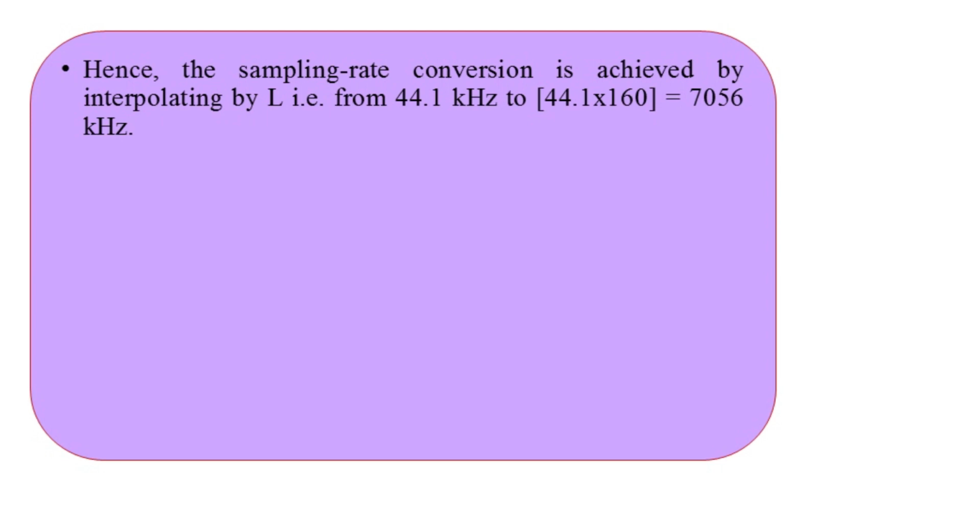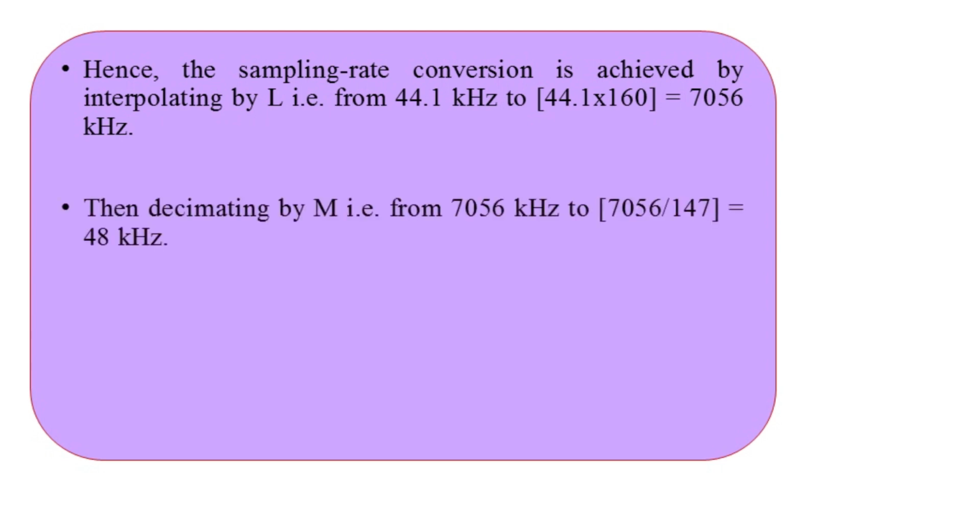Then after the interpolation, another very important operation is decimation of the signal. This is the decimation by the decimating factor denoted by capital M. So from 7056 kHz to 7056 divided by 147, that is equal to the rate of 48 kHz. This way we can have the conversion from the sampling rate of 44.1 kHz to 48 kHz by selecting these capital L and capital M, so that we can play the music here.